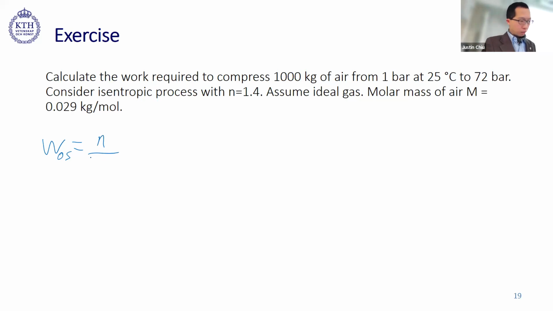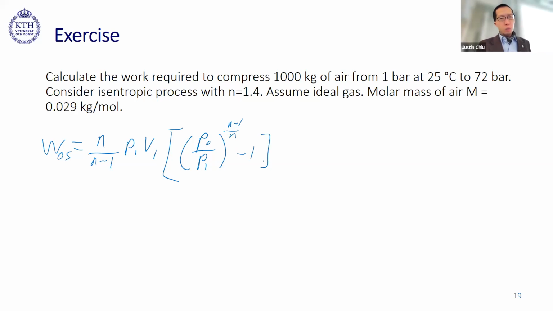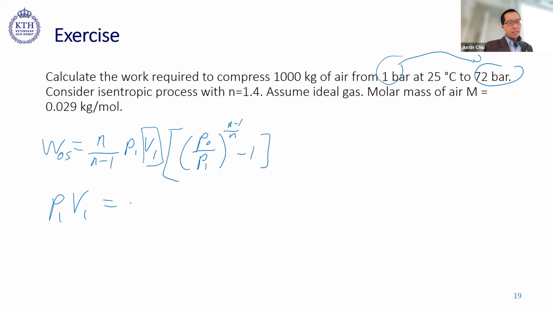Then the equation was n over n minus 1, P in V in, which is the inlet, also P1 V1, multiplied by the bracket of P out over P in to the power of n minus 1 over n, minus 1. Here we have the pressure ratio, because we know it is 1 bar to 72 bar, but we don't have the V1. How do we get the V1? We use the ideal gas equation. P1 V1, or P inlet V inlet, equals to mRT.